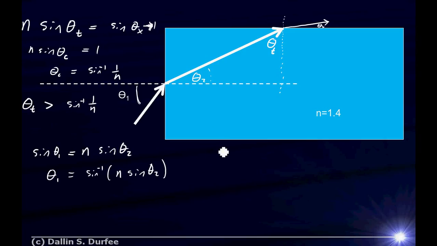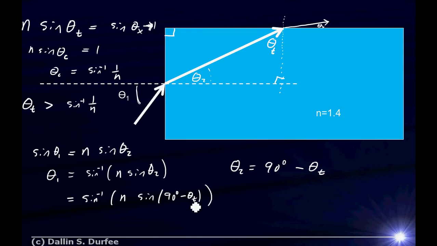Well, if I look at these two normals, because this is 90 degrees, this will be 90 degrees, and I've got a right triangle, and so I know then that these angles have to add up to 180 degrees, so theta 2 is just going to be 90 degrees minus theta top, right? So that means I can plug this into my equation and say theta 1 is the inverse sine of n times the sine of 90 degrees minus theta top, right?